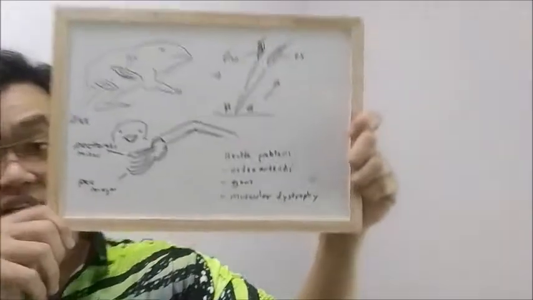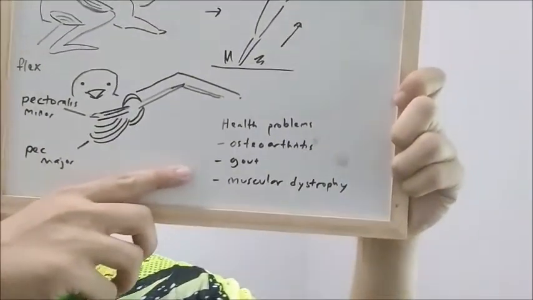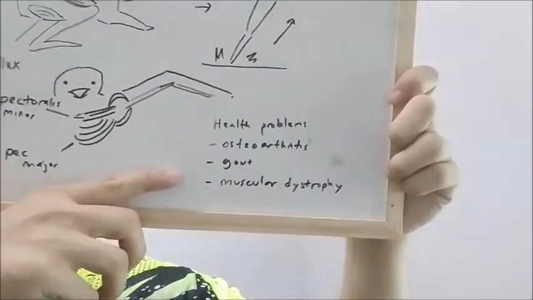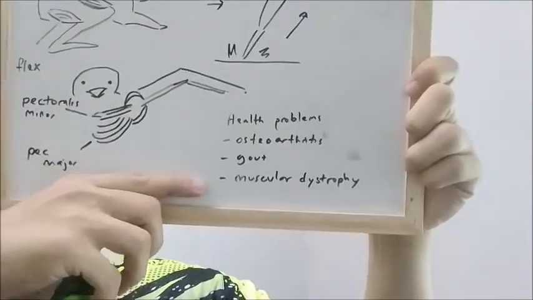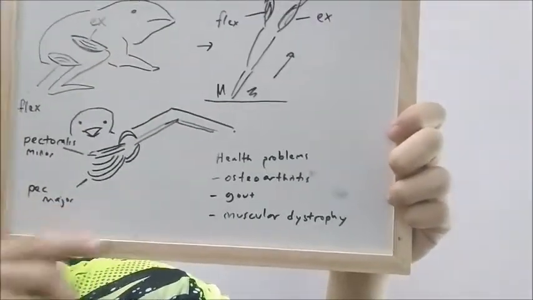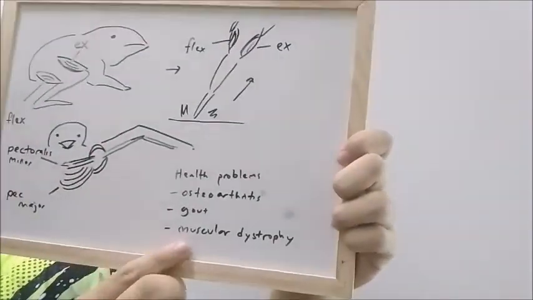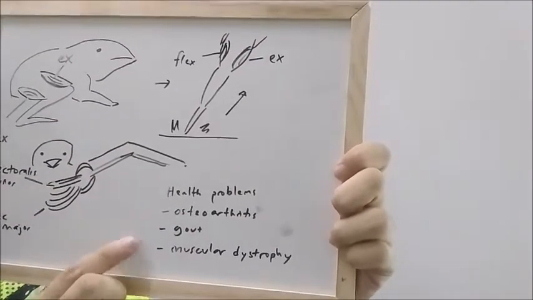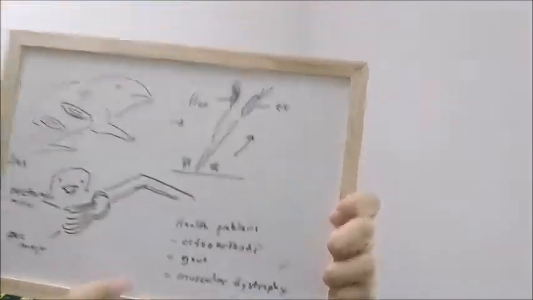So we still got a couple more minutes to go. Let's talk about the end here. This one is nothing to do with our lesson right now. There are health problems associated with our muscle and skeletal system. You have osteoarthritis, gout, as well as muscular dystrophy. These are all examples of diseases that we could suffer from because of problems related to our muscles or our skeletal structure.